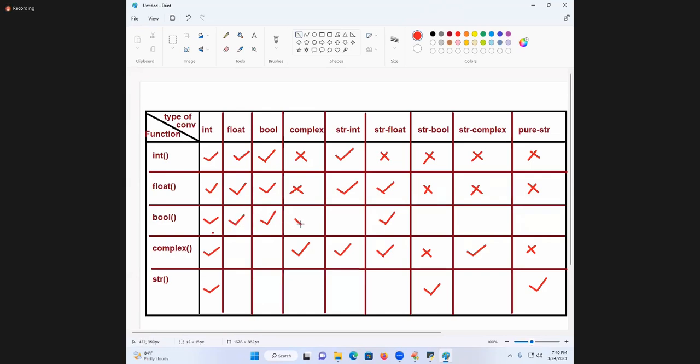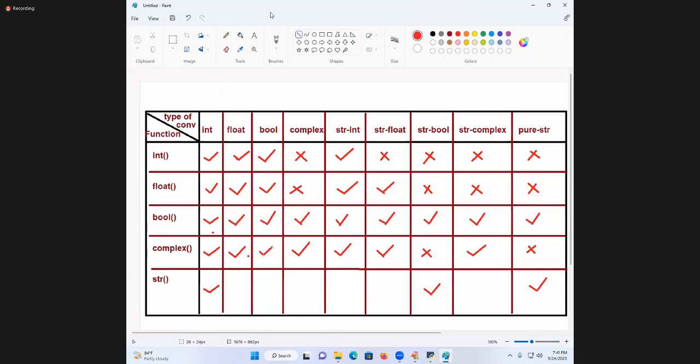Possible. All these things are possible. Everything is possible or not? But when it is false, length is 0 or 0. That time it is false. Rest of the time non-zero is true. Next, float to complex. Come on. Possible. Now bool to complex. Yes.